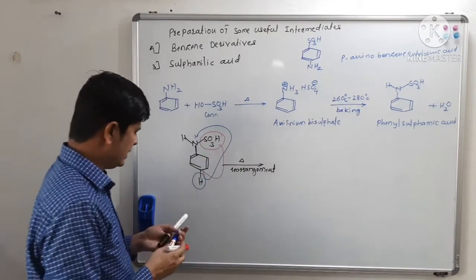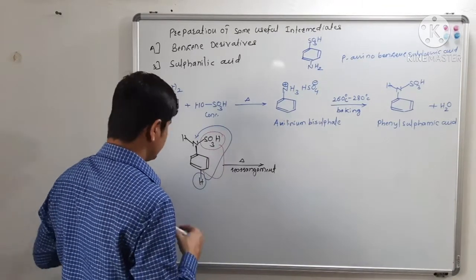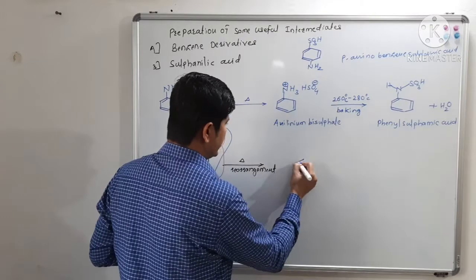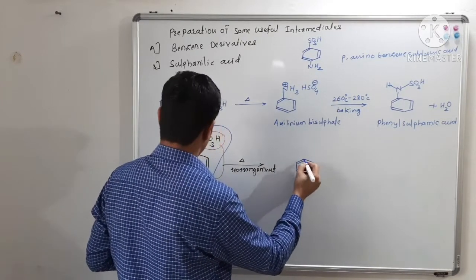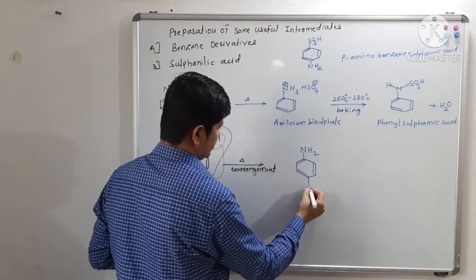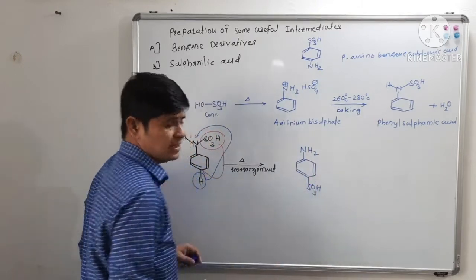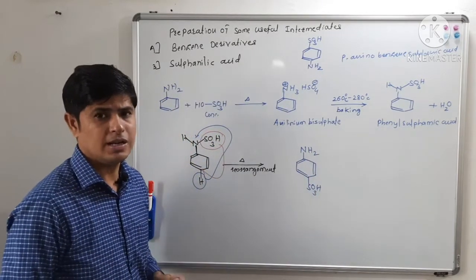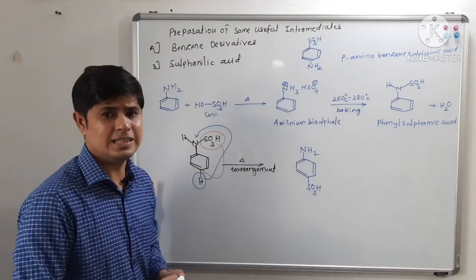So what we will get? We will get sulfanilic acid, isn't it? Sulfanilic acid, NH2SO3H. So para amino benzene sulfonic acid is called what? Sulfanilic acid. So in this way sulfanilic acid is prepared.